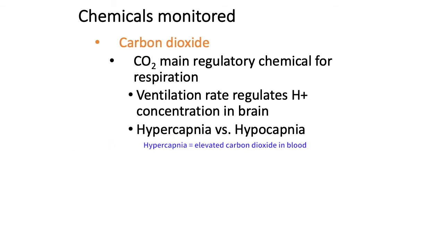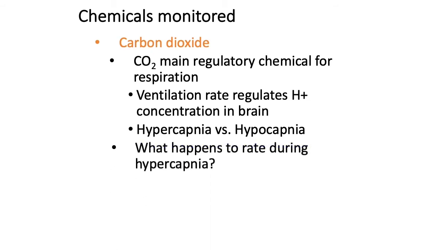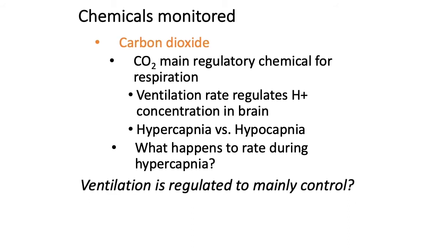Elevated carbon dioxide levels in your body fluids is called hypercapnia. Hypocapnia is when your carbon dioxide levels are below normal. What happens to your breathing rate during conditions of hypercapnia? If you have elevated levels of carbon dioxide in your blood, you will want to remove or eliminate the carbon dioxide at a greater rate, so your respiratory rate will go up. Let's recap this. Ventilation is regulated to mainly control the levels of hydrogen ion concentrations.